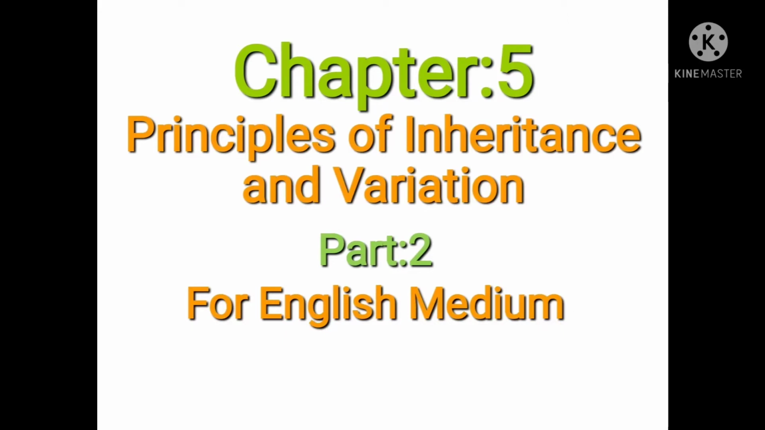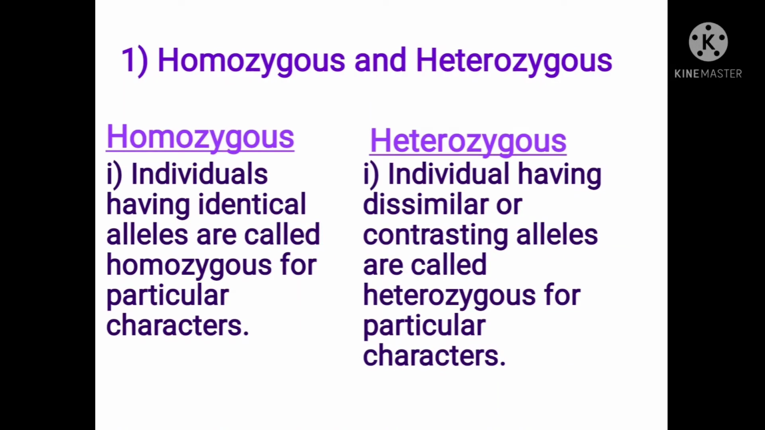Today I am going to discuss some important differences from the chapter Principles of Inheritance and Variation. So the first one is homozygous and heterozygous. Individuals having identical alleles are called homozygous for particular characters. On the other hand, individuals having dissimilar or contrasting alleles are called heterozygous for particular characters.